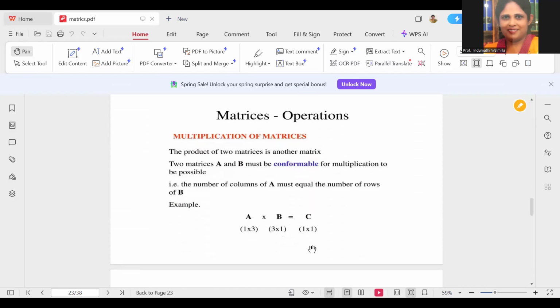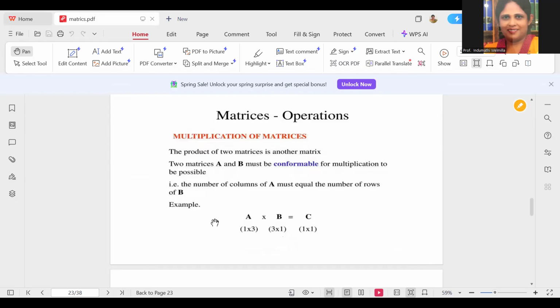Multiplication of matrices. This is very important, because in most of the algebra sections we can apply this multiplication rule to get mathematical solutions. Here multiplication means product. The product of two matrices is another matrix. Two matrices A and B must be conformable for multiplication to be possible. That means there are some conditions the two matrices must satisfy.